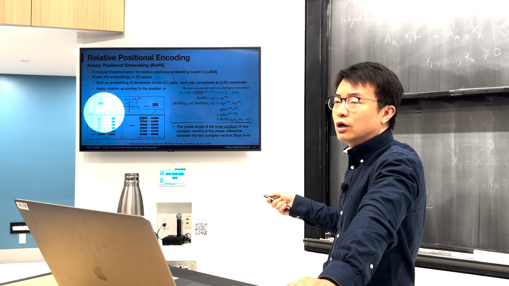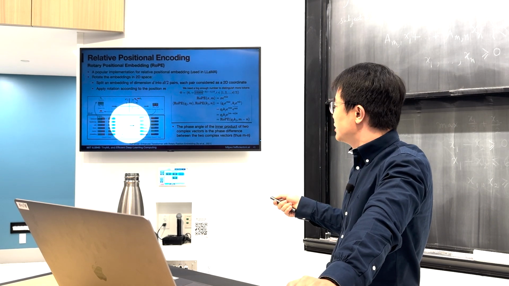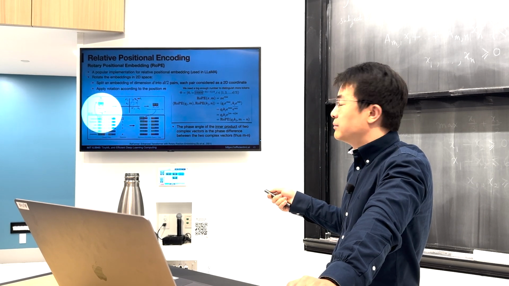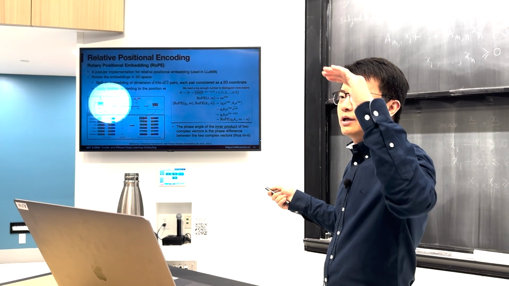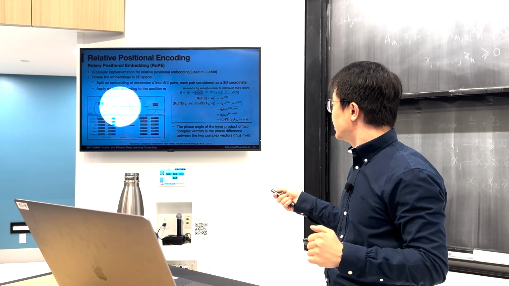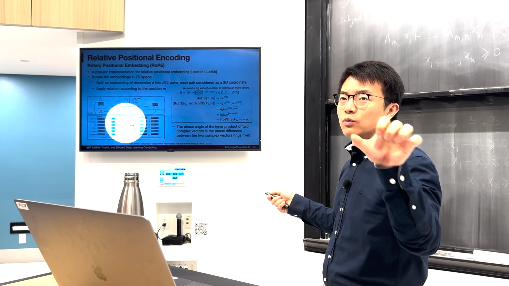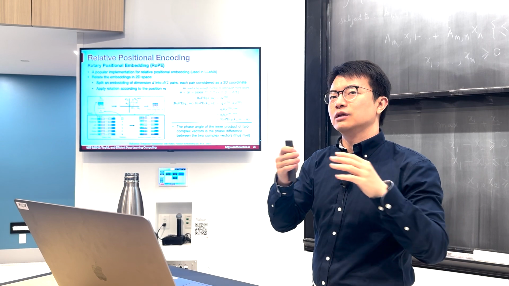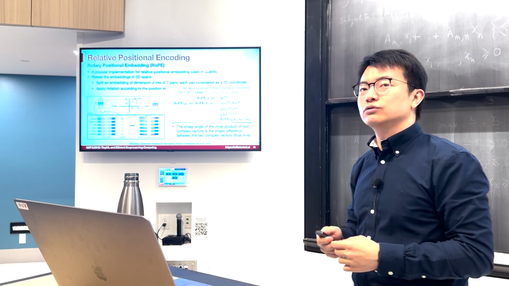Don't misunderstand this m versus this index. This index is related to the hidden dimension, while this m is related to the token number: the first token, second token, third token. So within the first token, within the second token, what is the index of the embedding? You may have a 4K embedding divided by 2, so it can range from 0 to 2K.